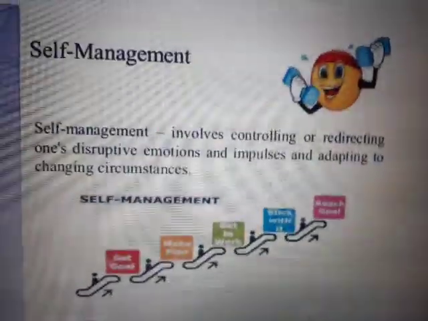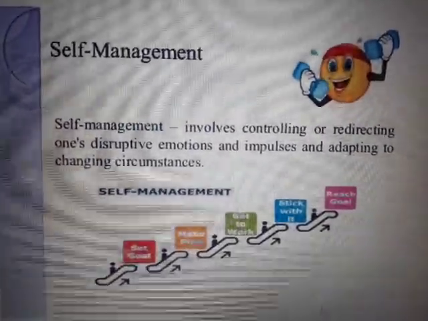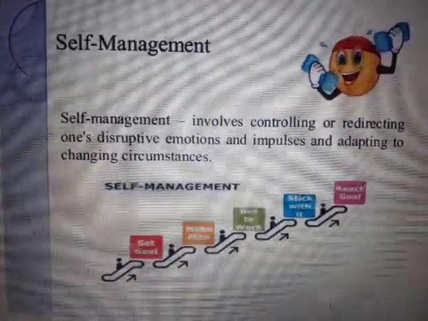Self-management is a second key component of emotional intelligence in managing emotions. Operationally, it means that team members need to be able to balance their own moods so that worry, anxiety, fear, or anger do not get in the way of what needs to be done.